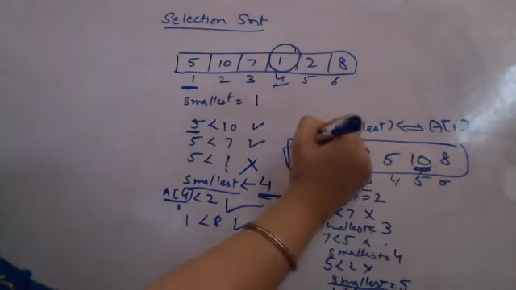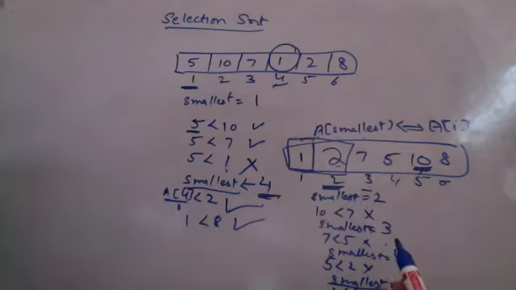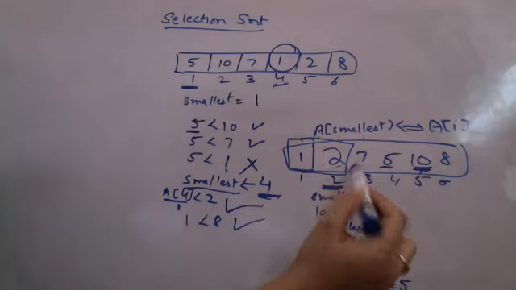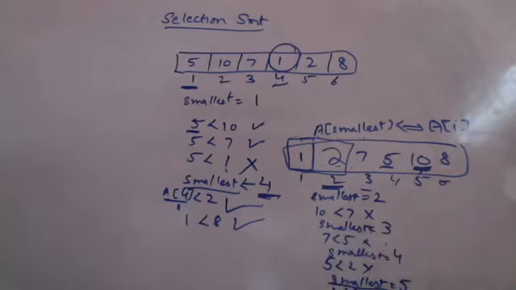So after the second pass, 2 elements have been sorted. Again pick up the smallest element and exchange with the next, and keep on doing this till the entire array is sorted. This procedure is called the selection sort procedure.